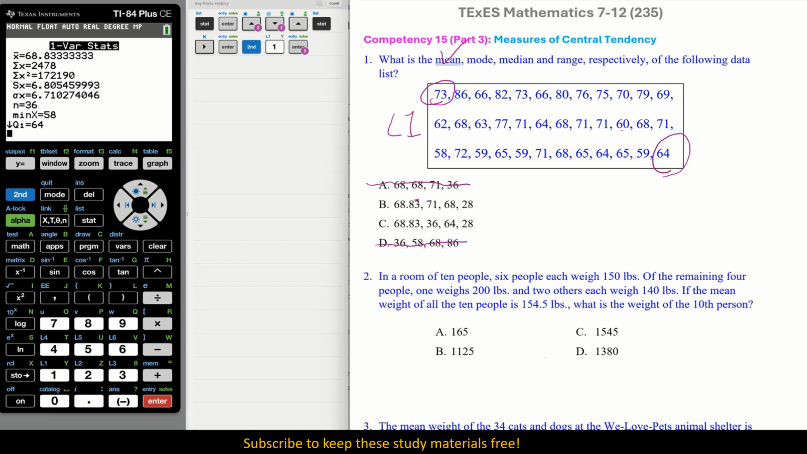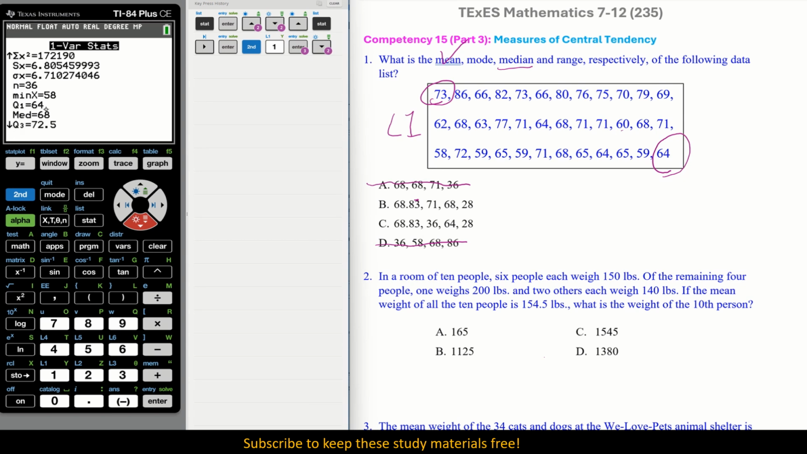Now let's look at mode. We don't want to look at mode right now. Let's skip that. I'll show you in a second how to verify mode. You can kind of see it right now. Okay, let's go to median. Arrow down, and you'll see Med, that is 68. Okay, well, that is in option B, but not in option C. They have 64. So I can eliminate option C, and we're going to go with option B.